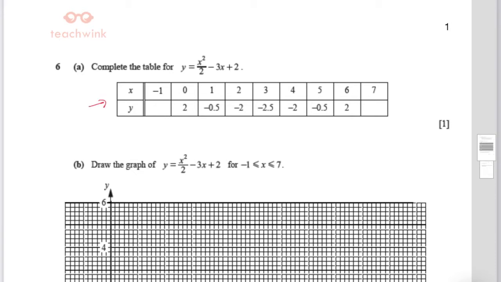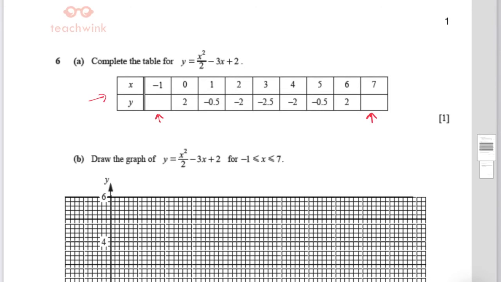We have to find the values of y here and here. So let's find them. Let's plug minus 1 into this equation right here. So minus 1 whole squared over 2 minus 3 times minus 1 plus 2 gives us 5.5. Let's find the value of y for the second value of x, which is 7. So 7 squared over 2 minus 3 times 7 plus 2 gives us 5.5 again.